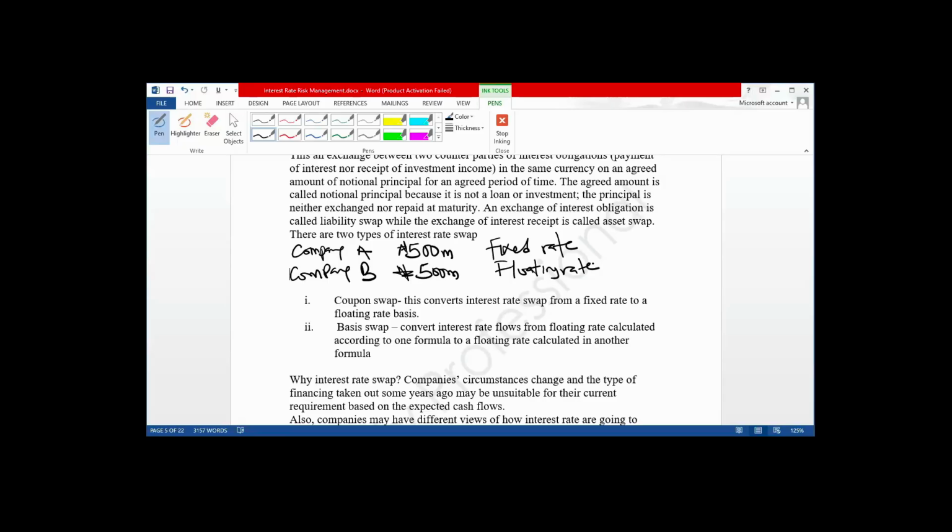If Company A borrows at fixed and Company B borrows at floating, the two of them can agree to exchange interest rate obligations. Company A will transfer fixed rates to Company B. Company B will transfer floating rate to Company A. They will now go into interest rate swapping.